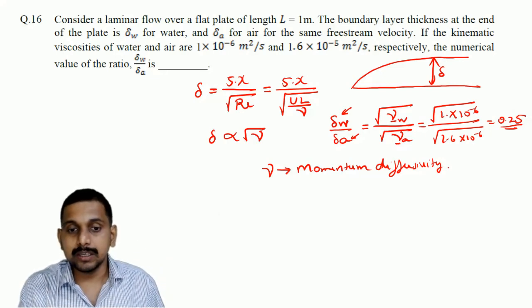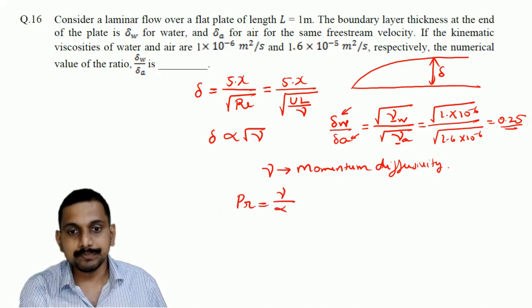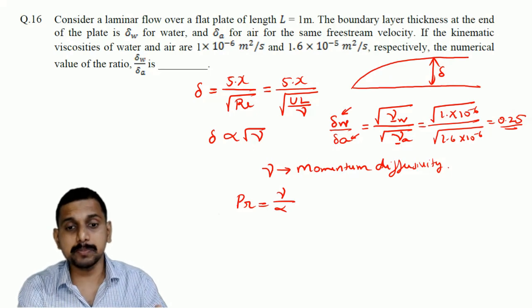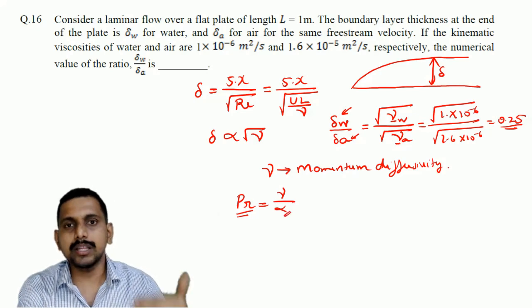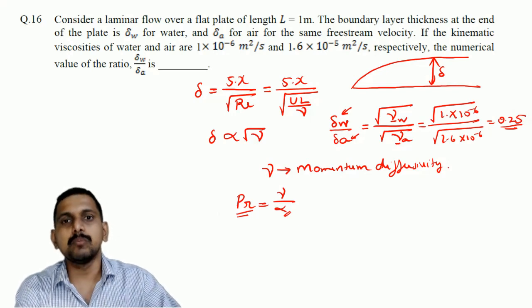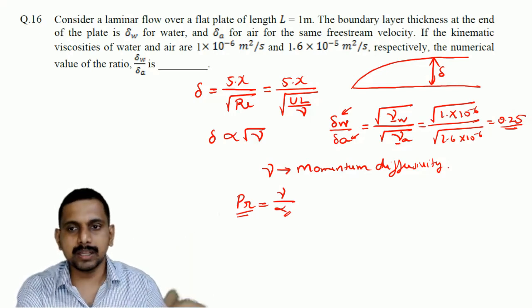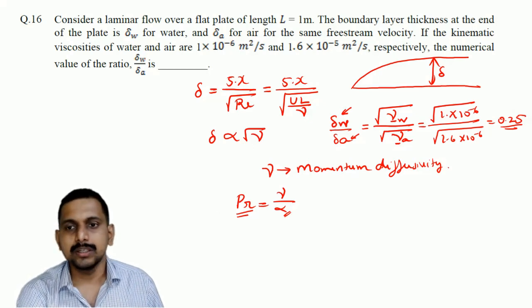This can be seen with comparison with the Prandtl number also, which is given by nu by alpha. This Prandtl number in heat transfer determines whether the hydrodynamic boundary layer thickness is bigger or the thermal boundary layer thickness is bigger. So more the diffusion, bigger the boundary layer thickness is. So I hope, students, you have understood the topic.